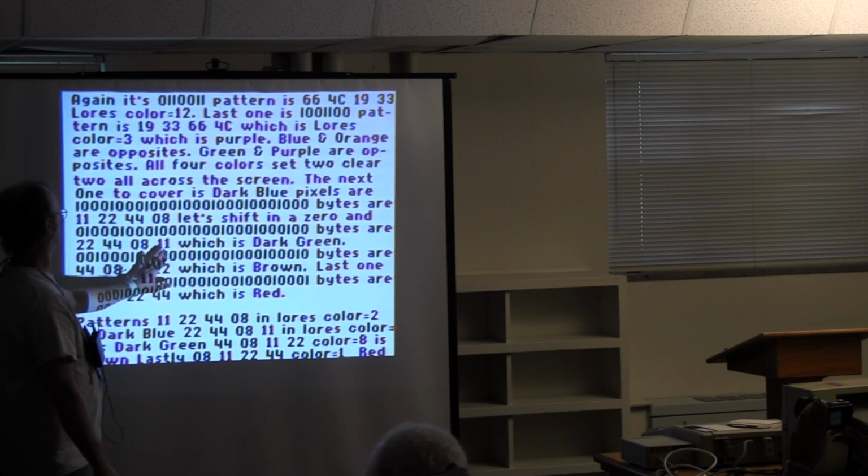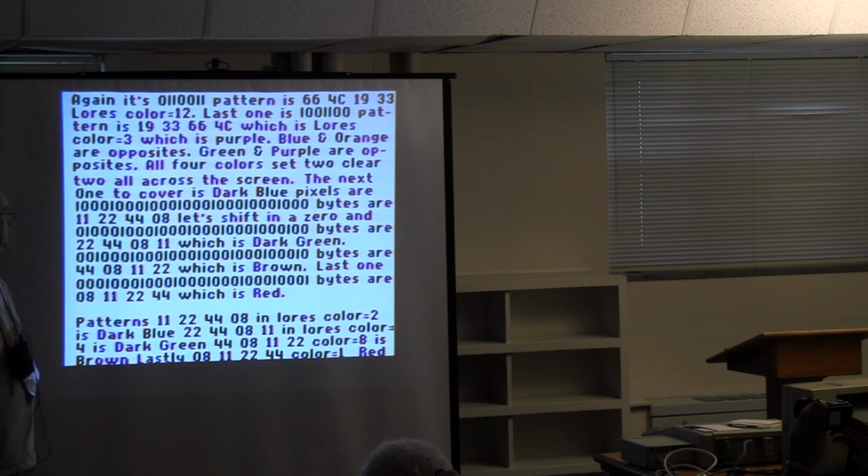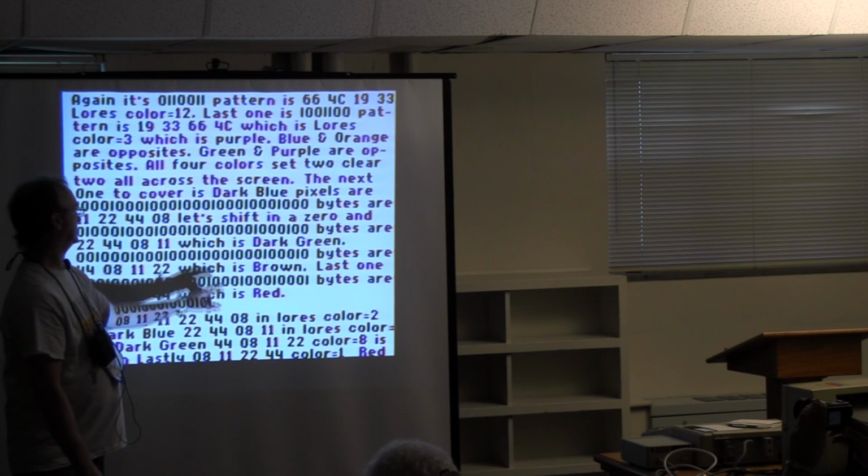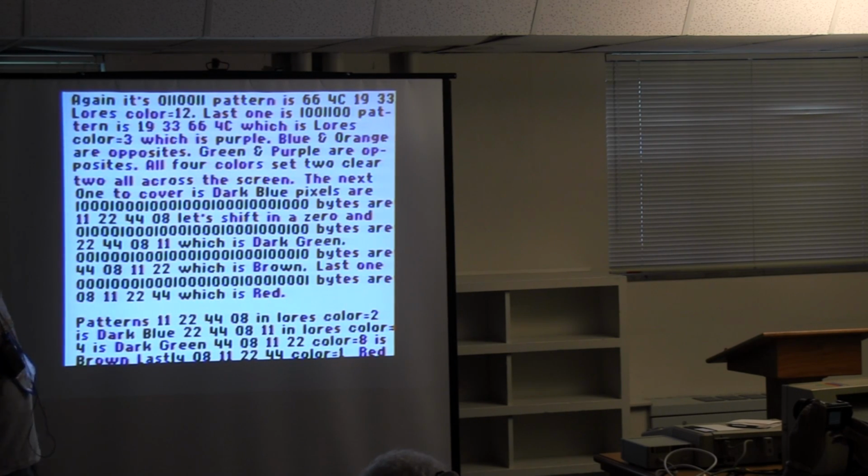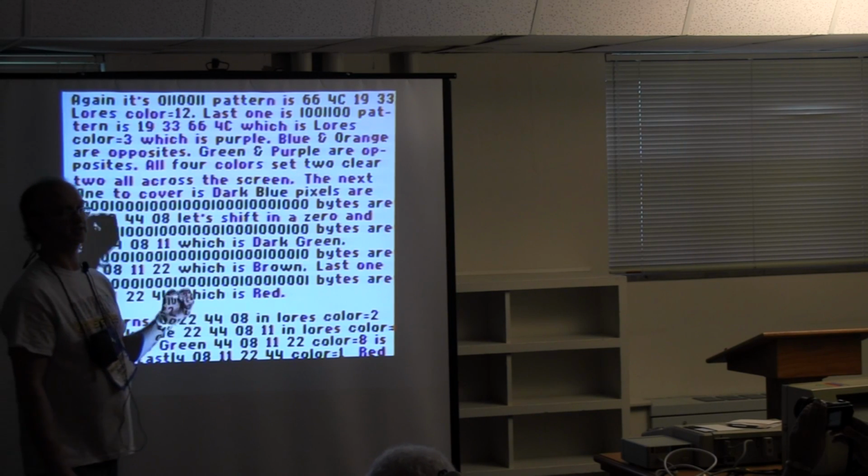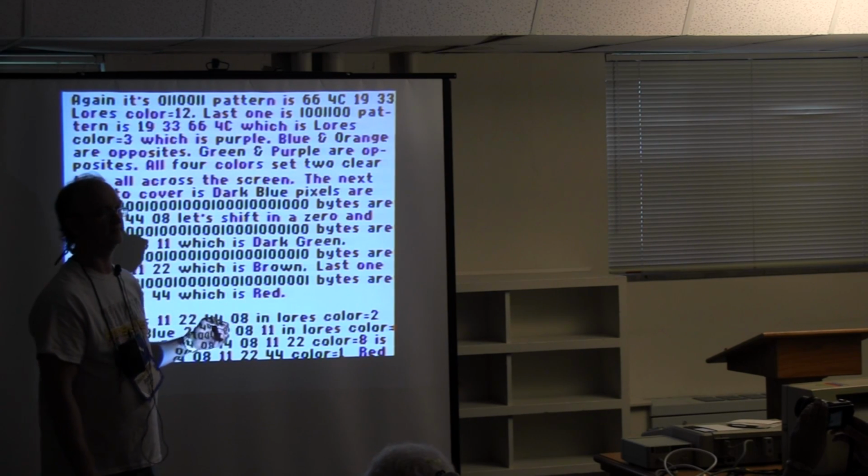0, 4. Wait, 0. The 4's column set. And in this one, this is 8, 4, 2, 1. So it's a 44. Color equals 8, which is brown.